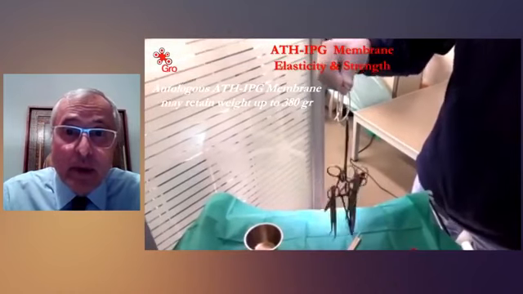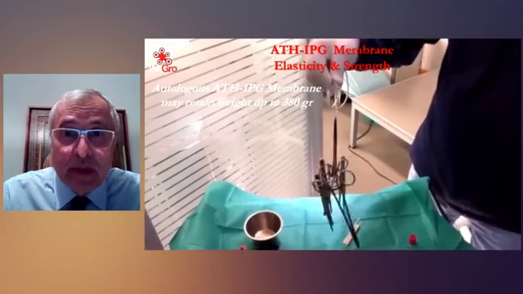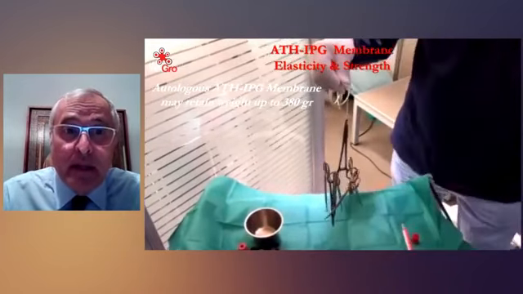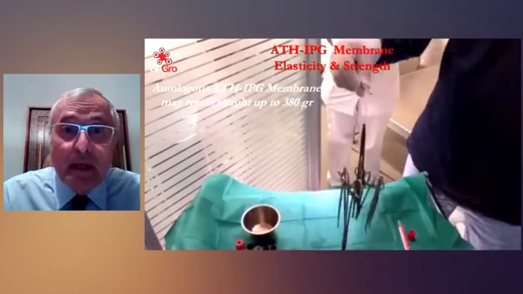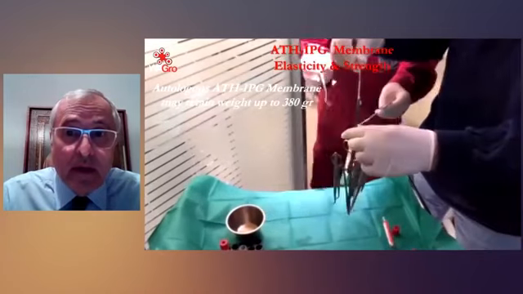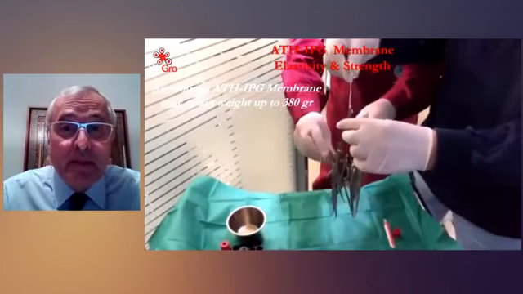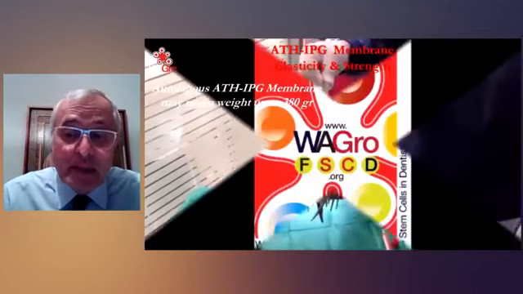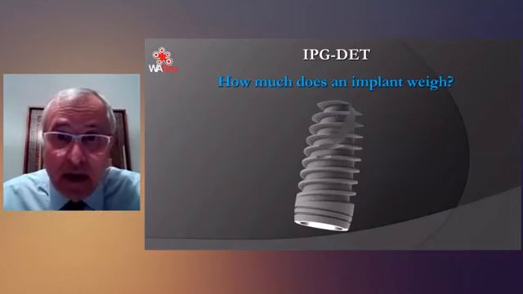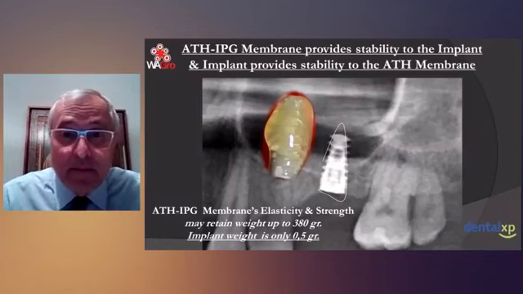Strong strength and elasticity, and we can place more instruments. So we have a membrane, an autologous membrane that can retain weight up to 380 grams. And think, please, how much is the weight of an implant? I don't think the weight of an implant is more than half or 1 gram.